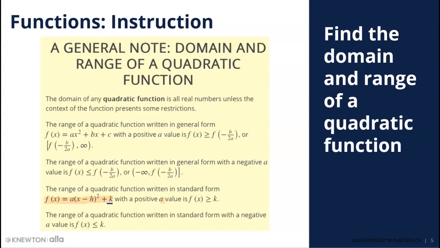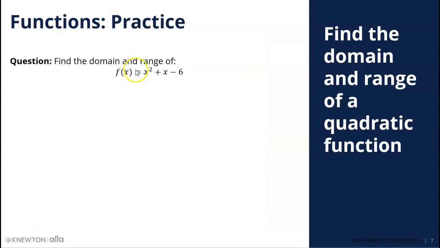If a is positive, you have a parabola that opens upward, so therefore the range is the y values greater than or equal to k. And if a is negative, you have a parabola that opens downward, so the y values, or the range, are the values of y less than or equal to k, where k is the y coordinate of your vertex.